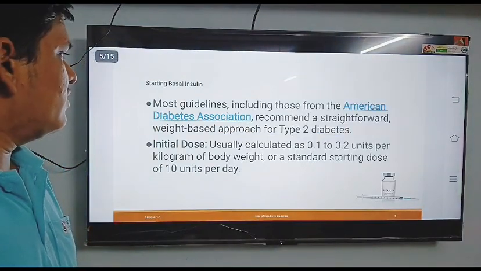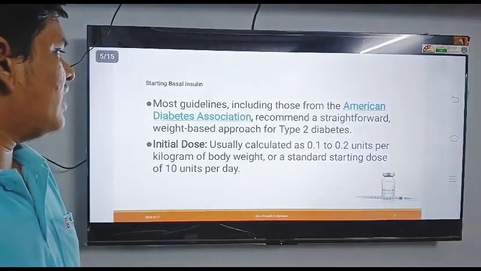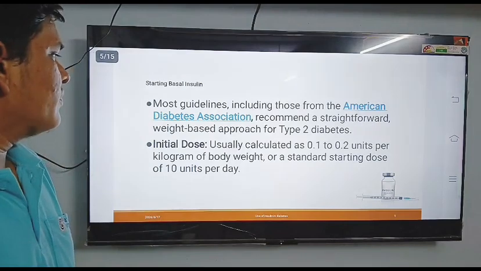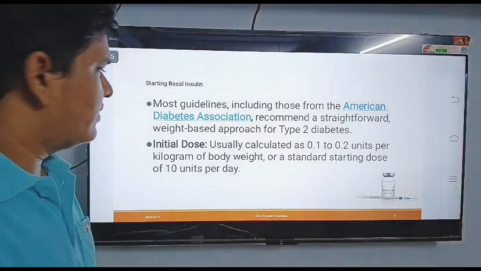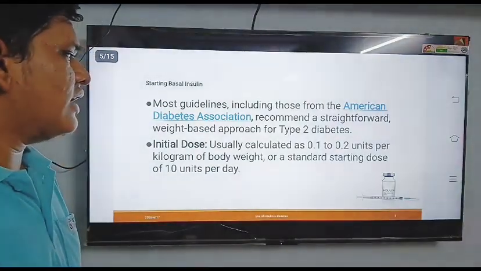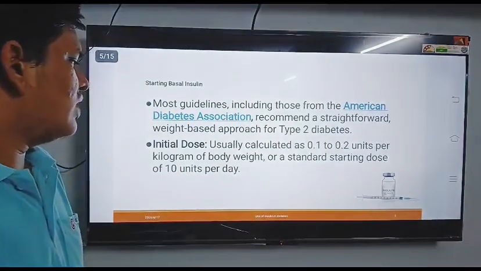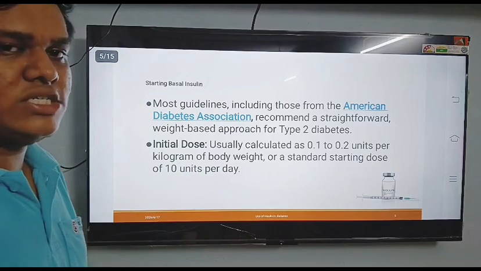Starting basal insulin. Most guidelines, including those from the American Diabetes Association, recommend a straightforward weight-based approach for type 2 diabetes. Initial dose, usually calculated as 0.1 to 0.2 units per kilogram of body weight, or a standard starting dose of 10 units per day.